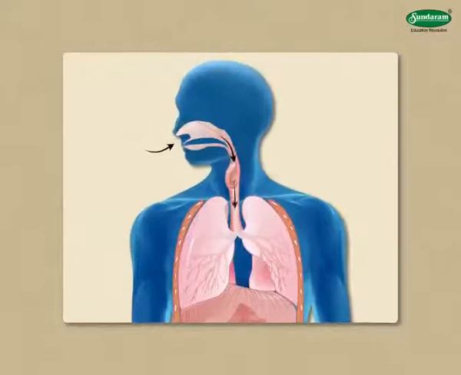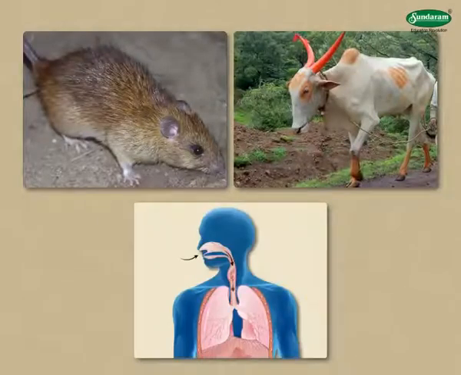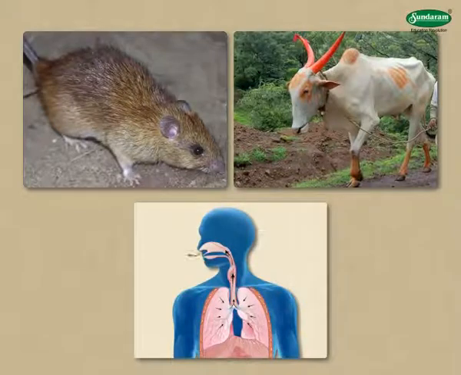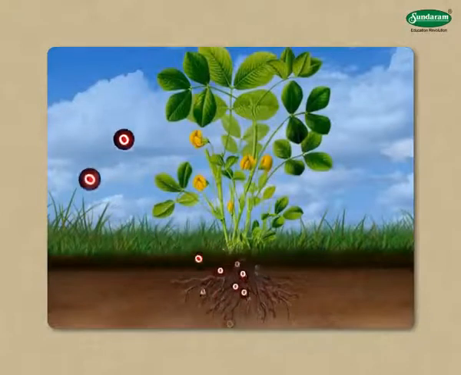Through their nose, animals like rats, bullocks, and human beings take in oxygen from the air into their bodies and give out carbon dioxide gas. Plants carry out this process through tiny pores on some of their parts.